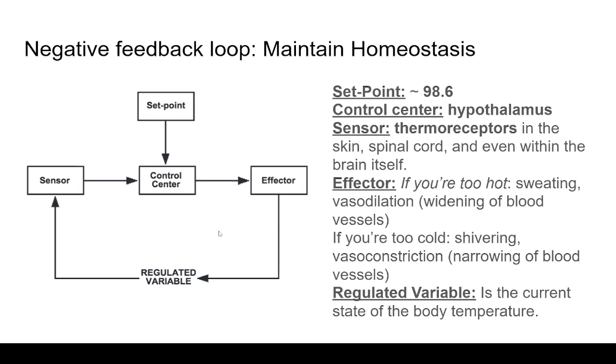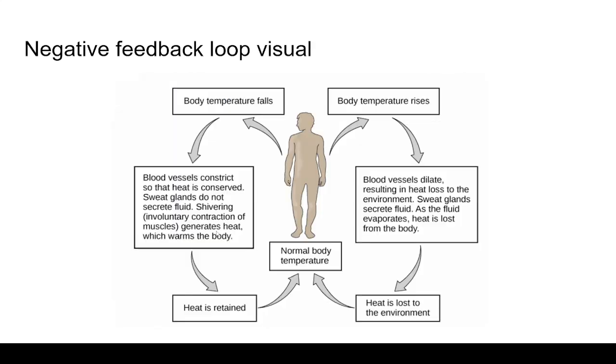So all of these elements are in any of these feedback loops. Let's take a look at that particular one in a nice flow chart. So here we have the person, normal body. Their temperature falls because they're getting cold. They're going to have thermoreceptors signal to their hypothalamus. Their hypothalamus causes shivering, vasoconstriction, heat is retained and generated, and they go back to normal body temperature.